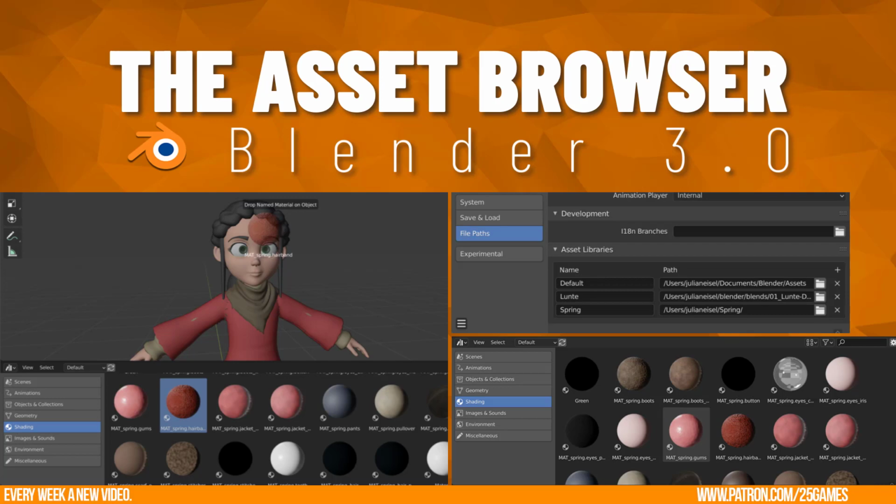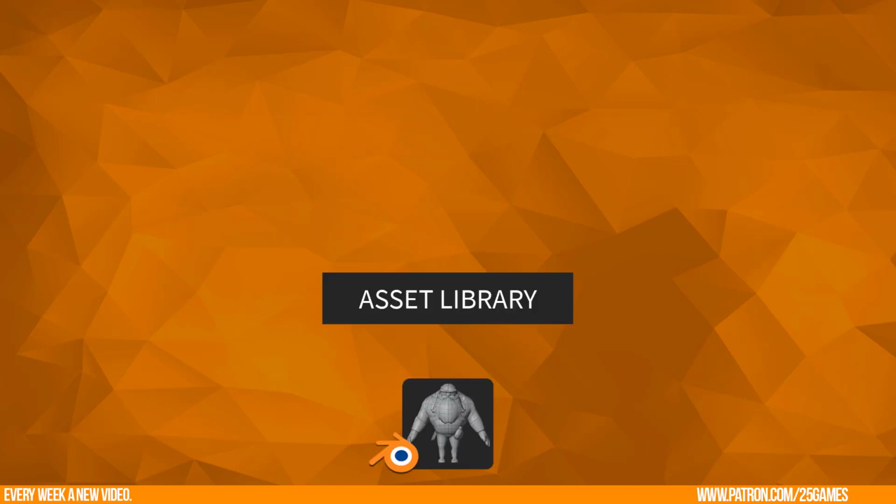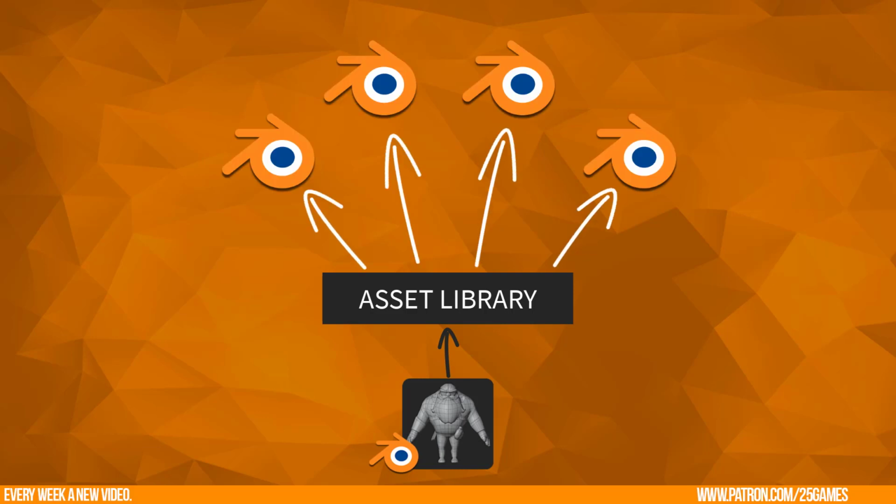The project will receive significant updates before the release. But here is a short description. The asset browser gives you the opportunity to mark and link data blocks so that you can use this for multiple Blender files. You don't have to export single objects and import them to other files anymore.